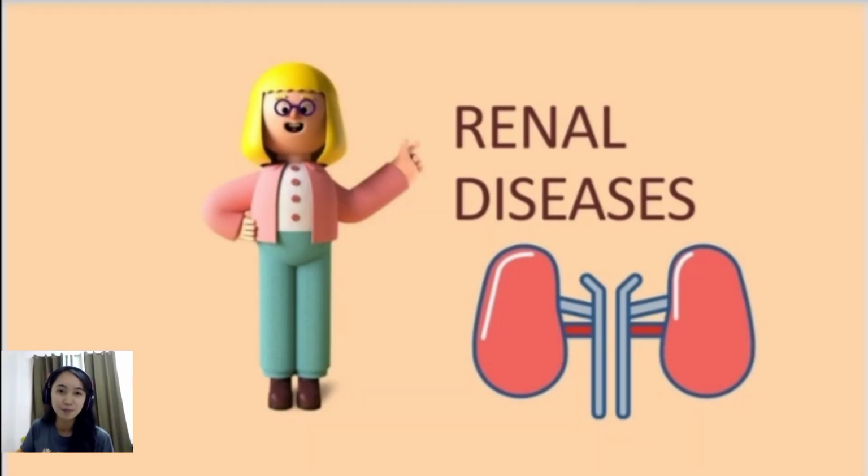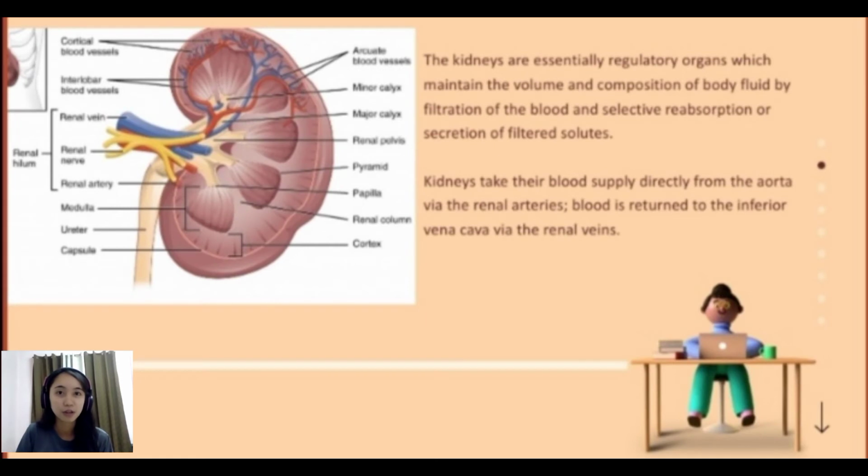Good day everyone, I am here to talk about the renal diseases, but first we have to talk about the anatomy of kidneys. The kidneys are essentially regulatory organs which maintain the volume and composition of body fluid by filtration of the blood and selective reabsorption or secretion of filtered solutes.